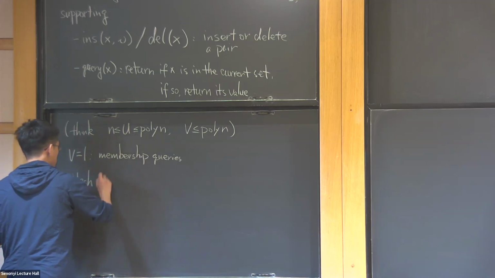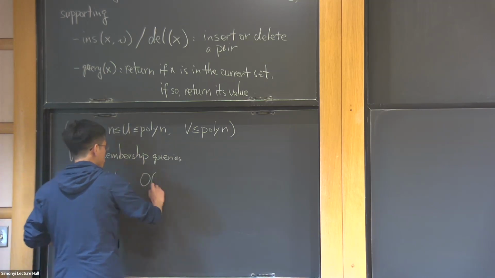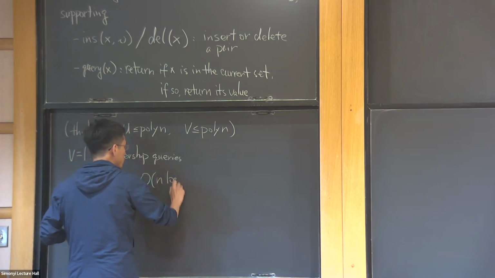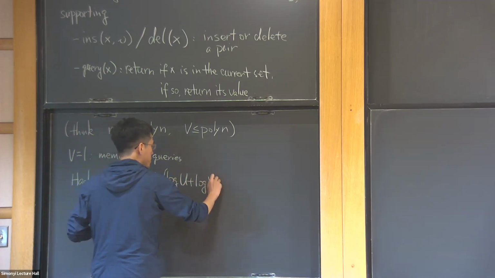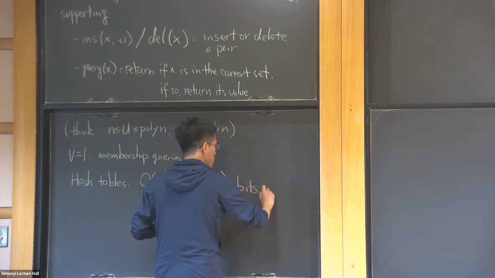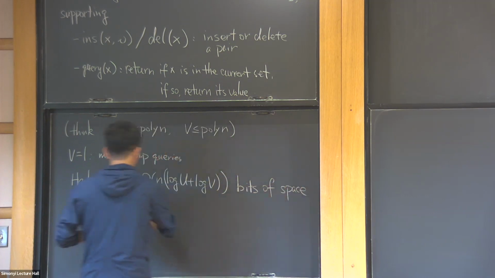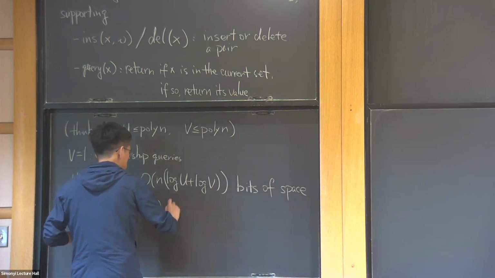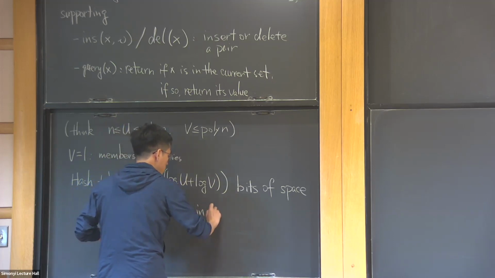So we know that we can use hash tables to store everything in n log U plus log n bits of space. And also, this achieves constant time in expectation.